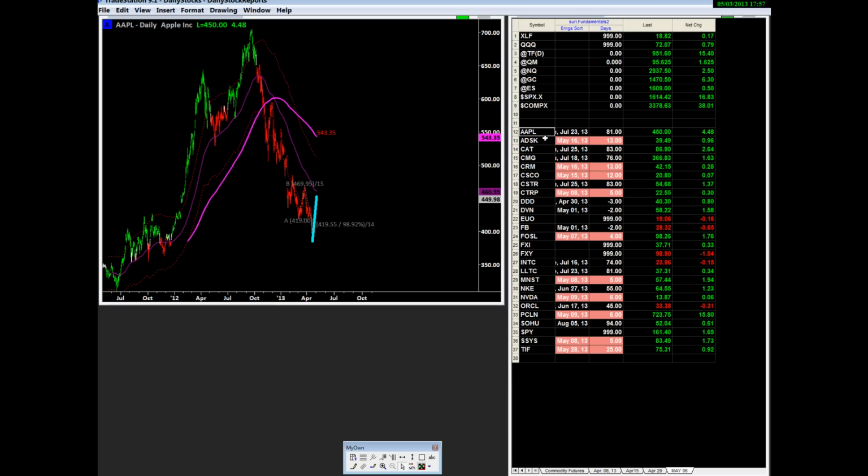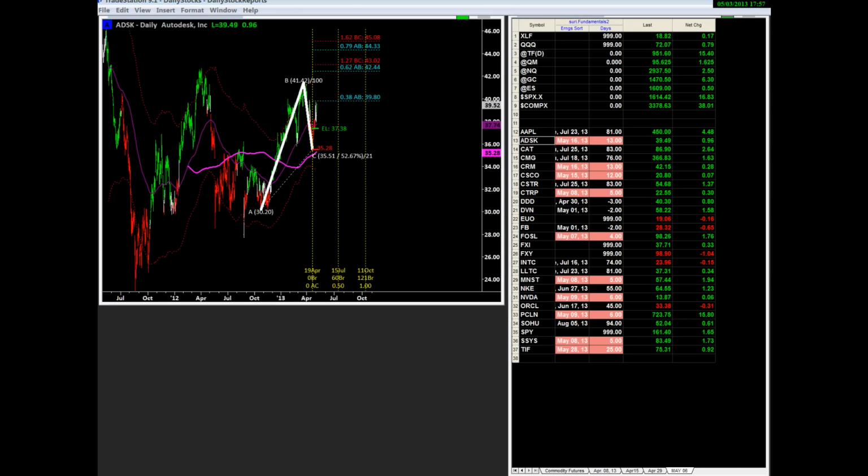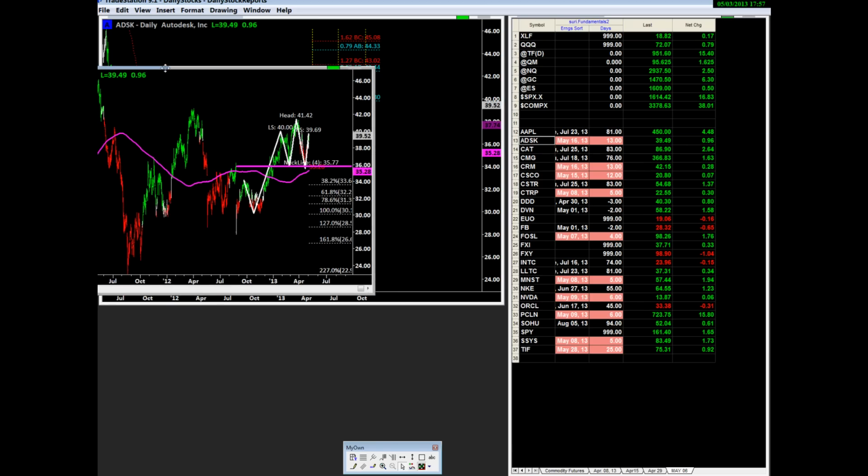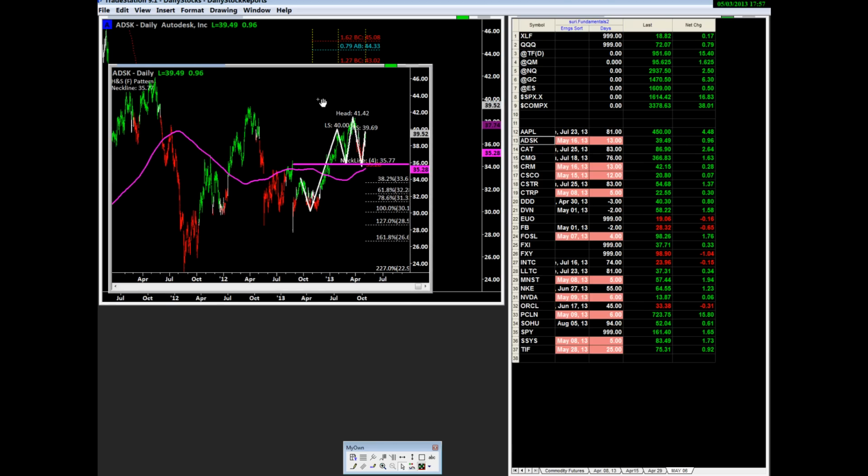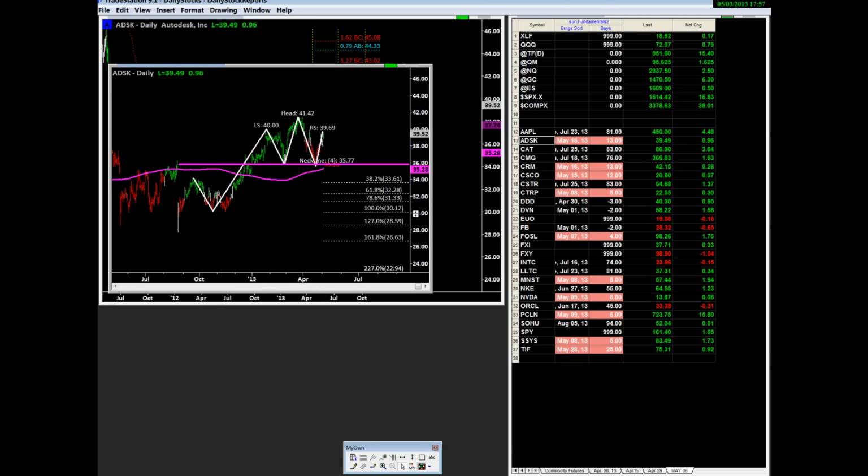So now let's look at Autodesk. Autodesk's earnings are coming on May 16th, which is just about two weeks from now. But what else is happening is Autodesk is developing a head and shoulder pattern. This pattern is not tradable yet, because in order for the head and shoulders to trade, the price needs to close much below 35.75. Then only can you trade it. But I thought I would show you what is happening, and of course May 16th is its earnings.